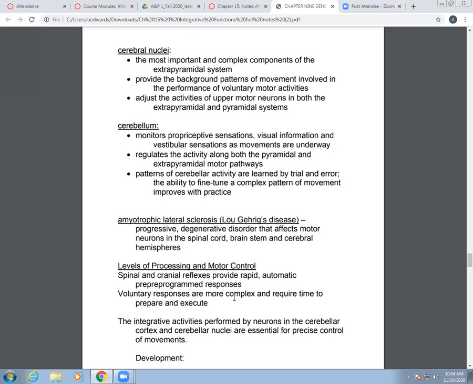All right, so you have your amyotrophic lateral sclerosis or Lou Gehrig's disease. It's progressive and degenerative. It affects motor neurons in your spinal cord, your brainstem, and your cerebral hemispheres. Okay. So people who get this have motor issues, right?